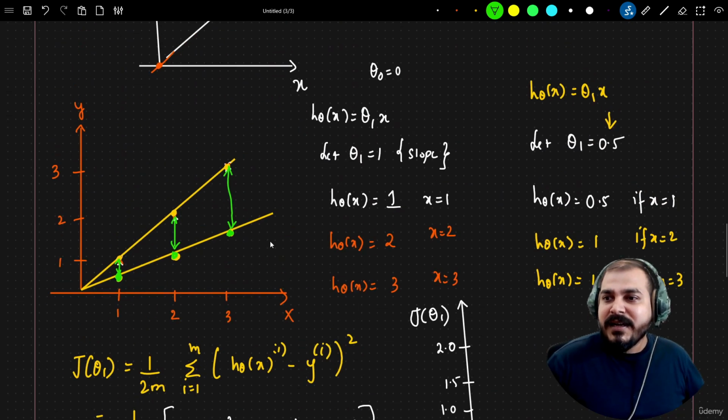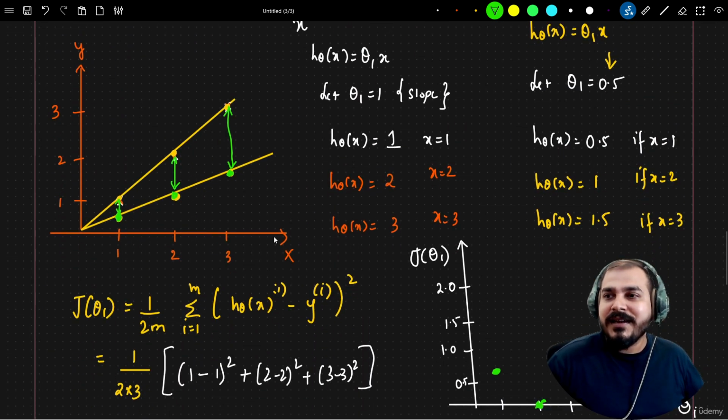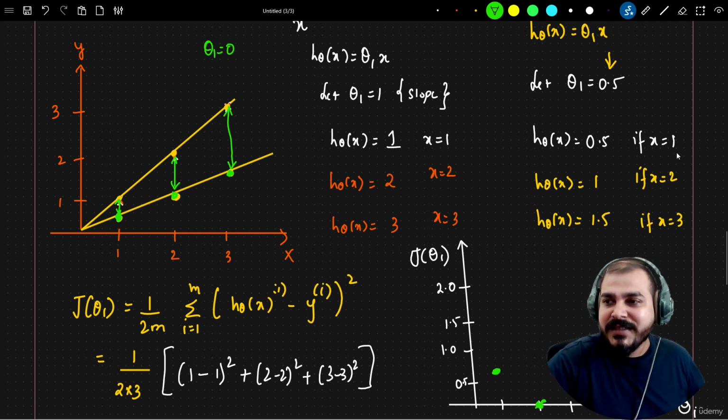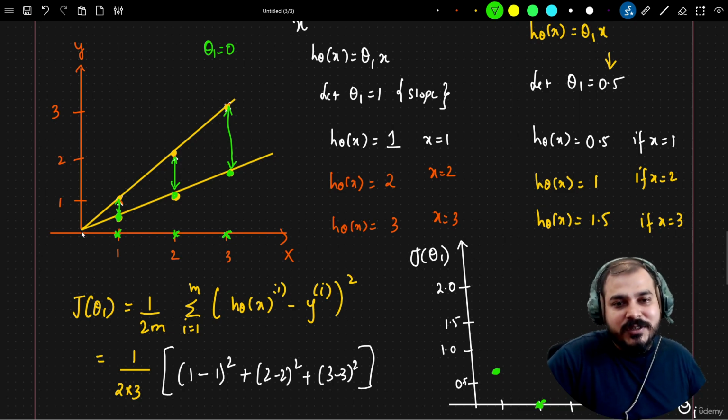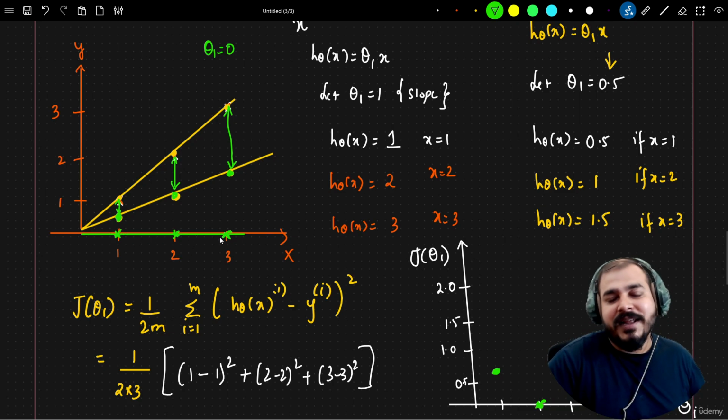Now let me consider one more thing. Let's consider what will happen if I consider my theta 1 is equal to 0. If theta 1 is equal to 0, that basically means when x is equal to 1, theta 1 is 0, and 0 multiplied by 1 will be 0. So my first point will be here. My second point will be here. My third point will be here. So this will basically be my next best fit line.